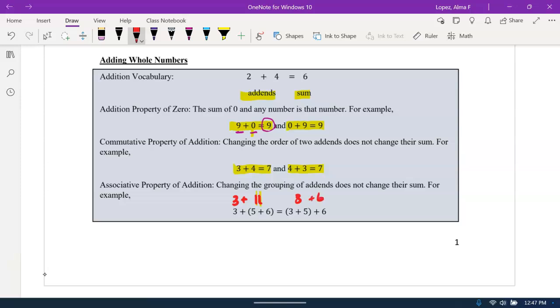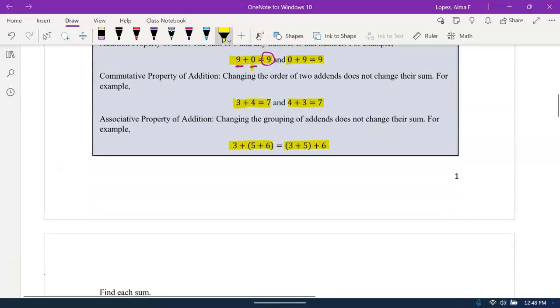It doesn't matter how you group the numbers or what order you add them up in, they are still going to add up to the same sum. So the associative property is what we're looking at there. If all I'm doing is addition all the way across, then you can group the numbers in any order you'd like.